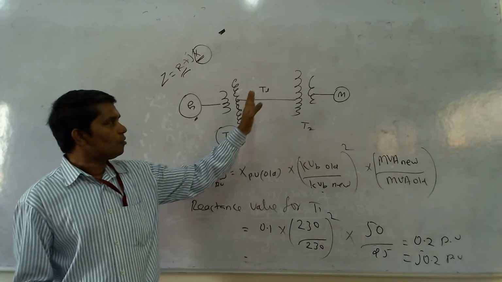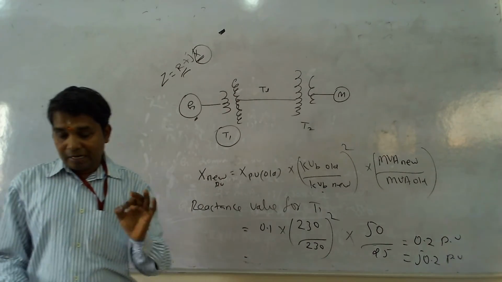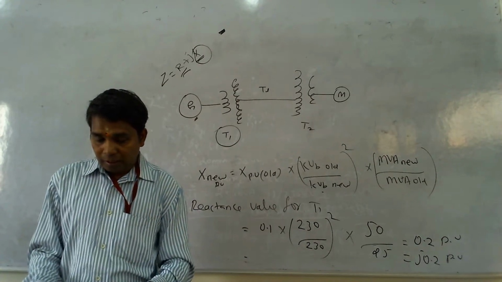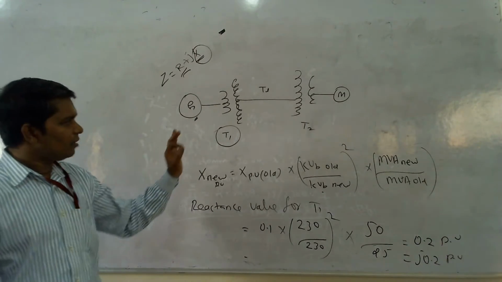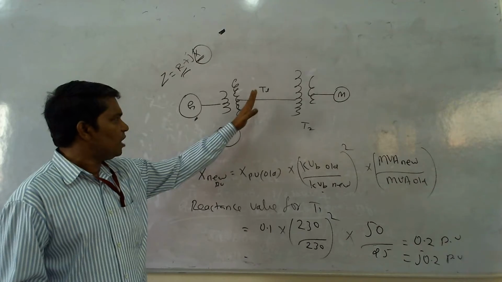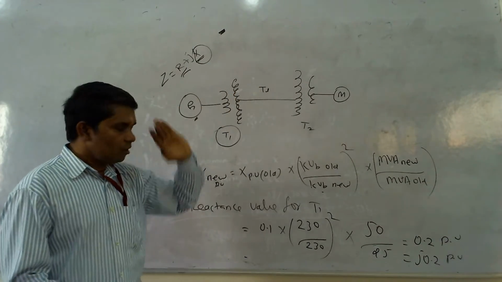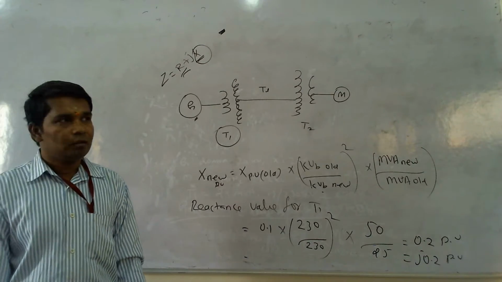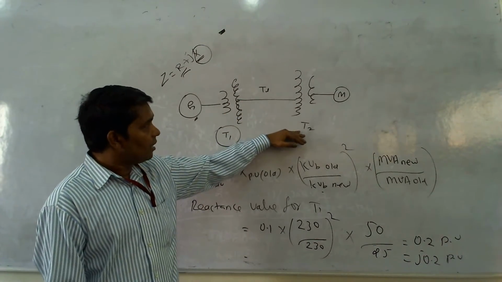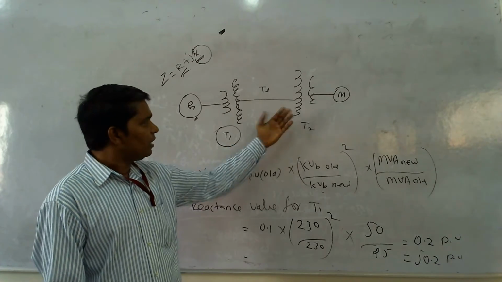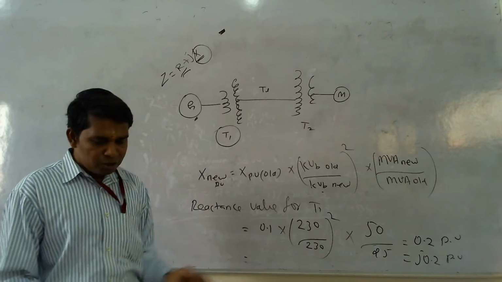Next, what we have to calculate? The reactance for the transmission line, right? So how do we have to calculate the reactance for the transmission line? To calculate it, we have to know that the transmission line is connected on the secondary side of the transformer 1, right? Similarly, the transmission line is also connected to the primary of the transformer 2, right? So here the new base value is already given, right?